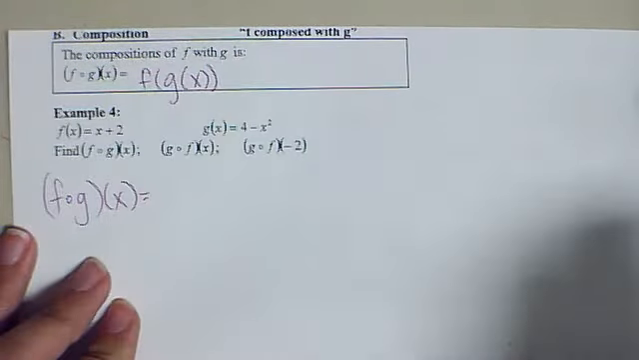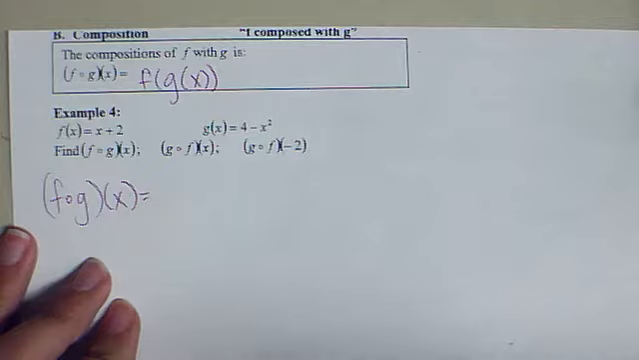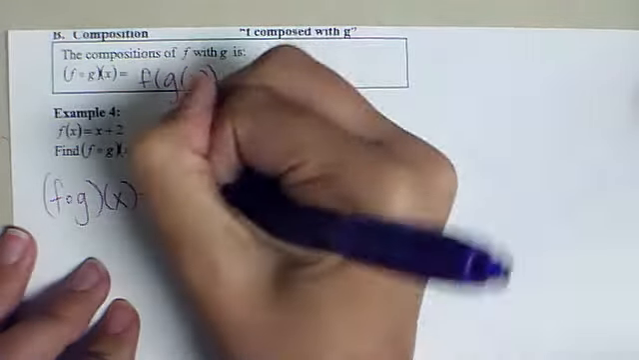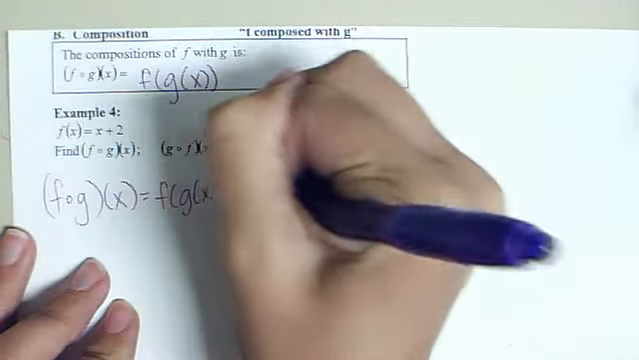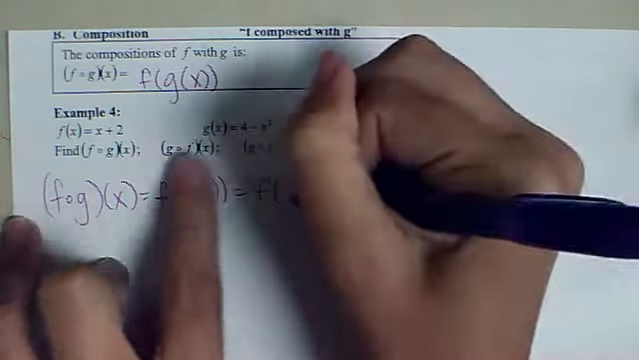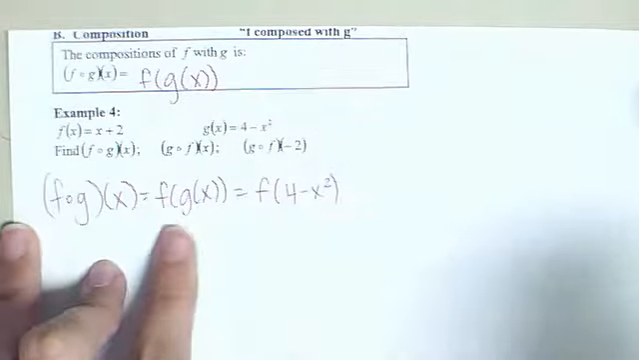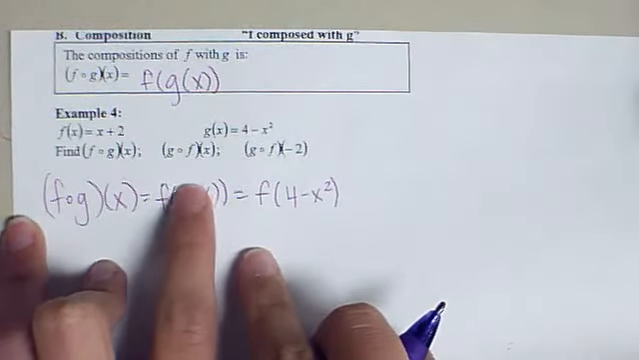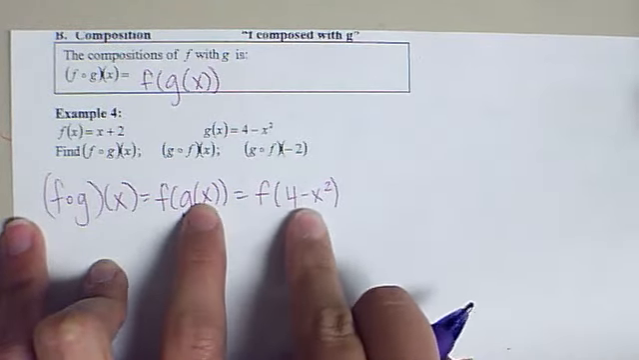When I do this, I think of this as doing two separate processes. I'm going to do the g of x function and then plug that into the f of x function to get my answer. So I'm going to rewrite it, f of g of x. I'm going to replace g of x with what g of x is. In this case, it's 4 minus x squared. Again, I just replaced the whole g of x with what g of x equals.